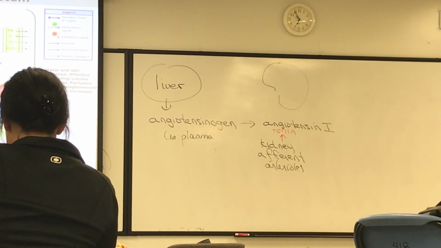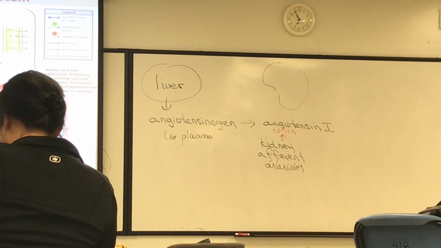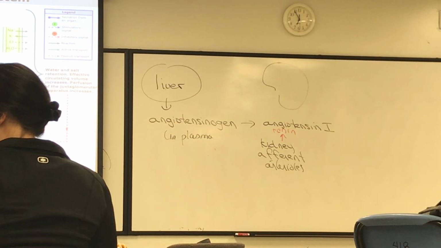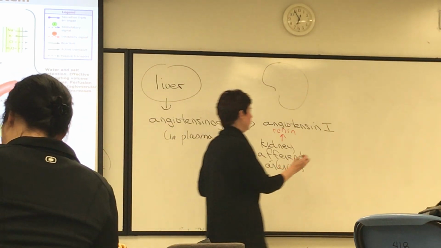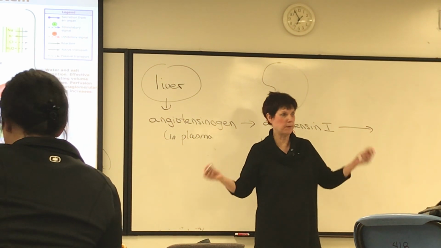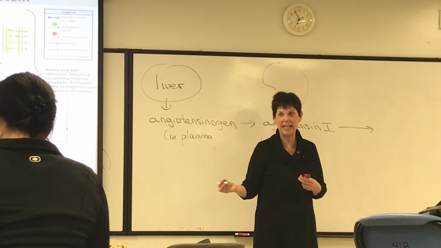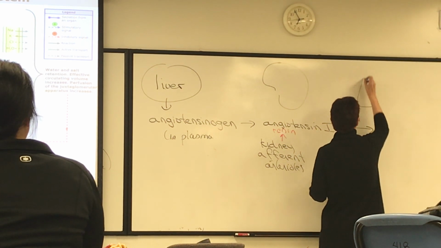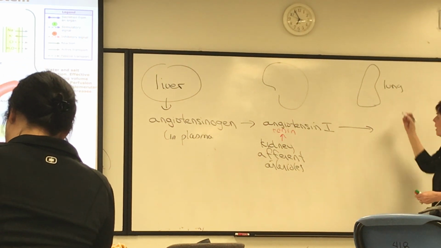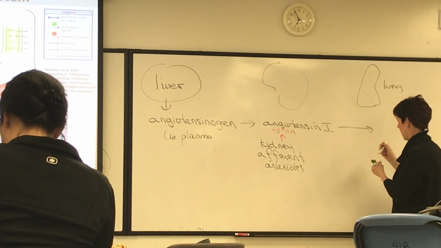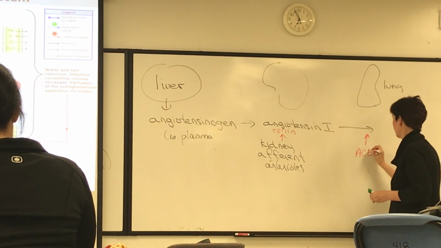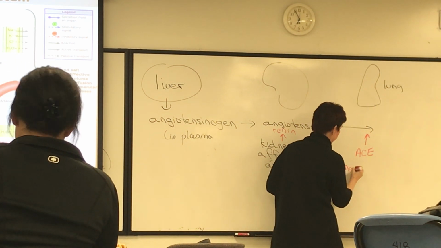Now, angiotensin 1 can have some mild effects of vasoconstriction, but it's not as active as angiotensin 2. So angiotensin 1 then goes to the lungs, because all the blood flow goes through the lungs too, just like it goes through the kidneys, all right? So in the capillaries of the lung, another enzyme is released, and this enzyme is angiotensin converting enzyme.